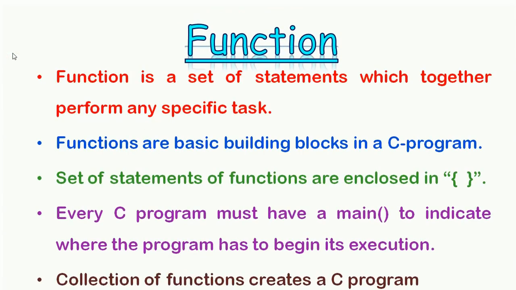First of all, functions. A function is a set of statements or a block of code that together perform a specific task. We cannot write any C program without using functions. So functions are the basic building block of a C program, or we can say functions are a very necessary element of a C program. The set of statements of a function needs to be written in opening and closing curly braces. Every C program must have one function, that is the main function, where the program has to begin its execution.